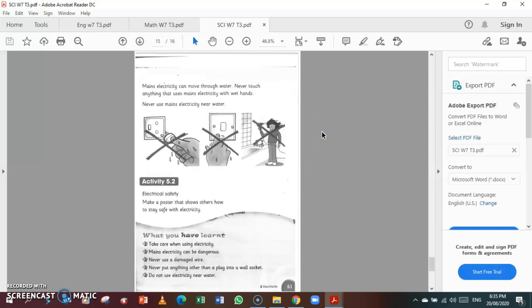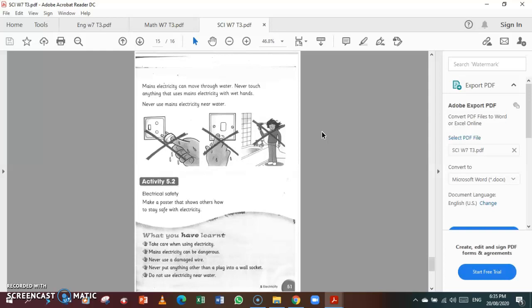So for today's science year one, you are supposed to make a poster showing your friends how to stay safe with electricity. Okay. There are very important things that you have to note. When you're dealing with electricity, you need to be very careful. Okay, you need to take care because electricity can be dangerous, it can be harmful.